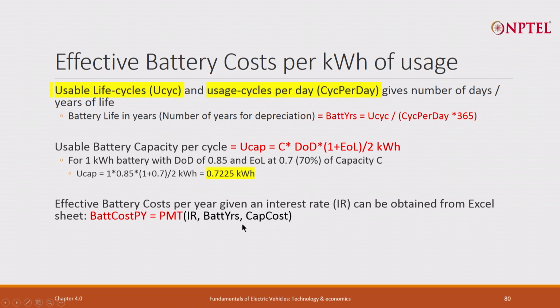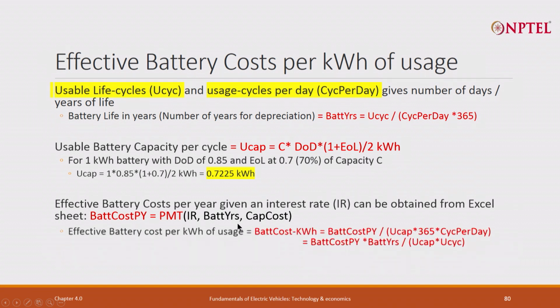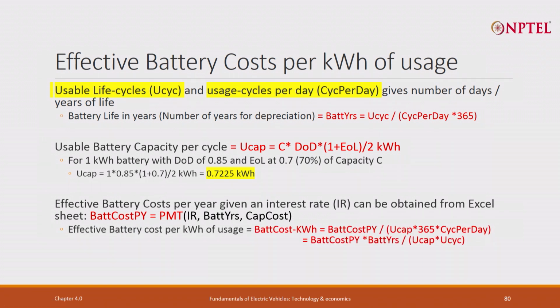This is the effective battery cost. Now I can of course also compute it differently. What is this formula PMT? We will get into that, but let's therefore, given that we have calculated the effective battery cost per year, now get the cost per kilowatt hour, because our interest is per kilowatt hour. So this is the effective battery cost per year.